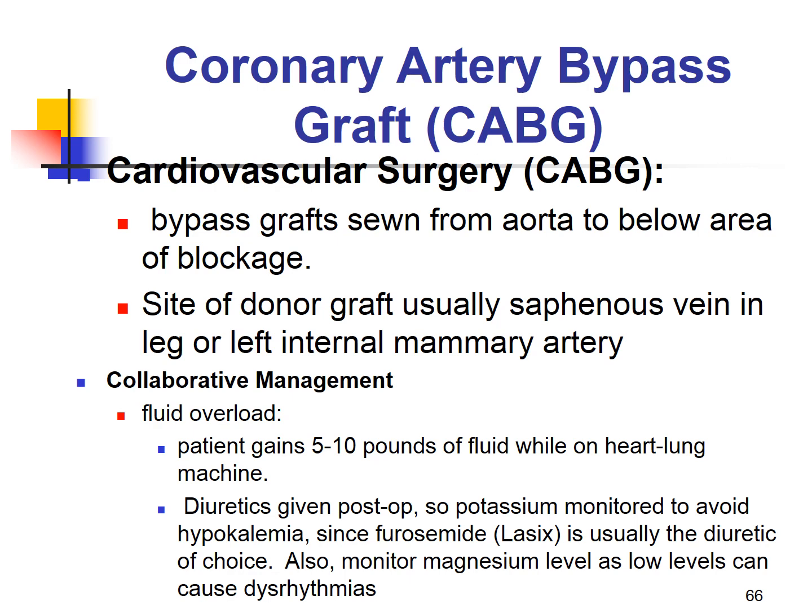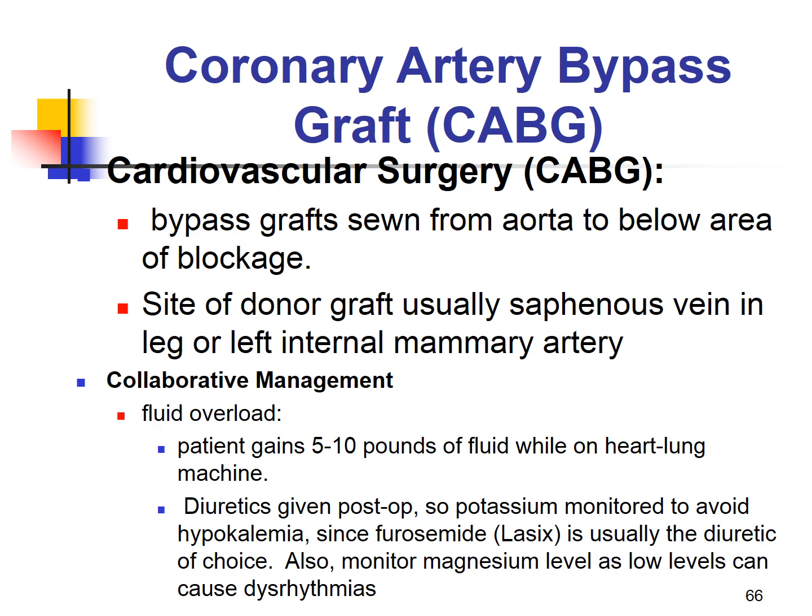And for cardiac surgery, the bypass is usually sewn from the aorta to between the blocked area, the side of the donor, usually the graft, usually the saphenous vein in the leg or the left internal mammary artery. So pretty much the collaborative management, you're looking at making sure that the patient doesn't have fluid overload. So you need to assess for that. So how do you know that they have overload? The weight can usually tell you that. So there's a gain in weight, 5 to 10 pounds of fluid.